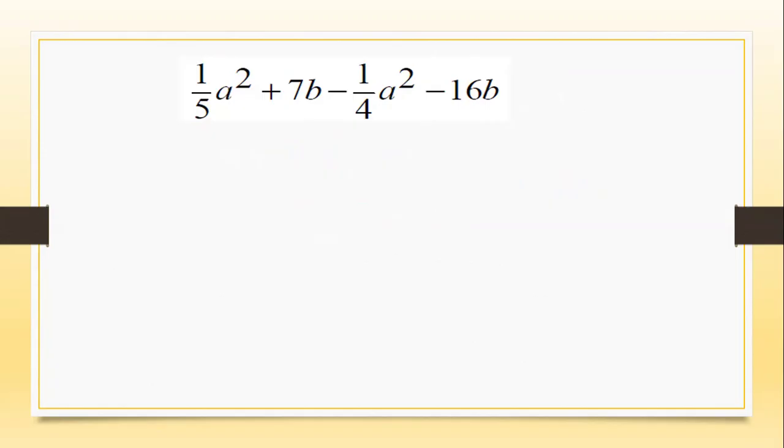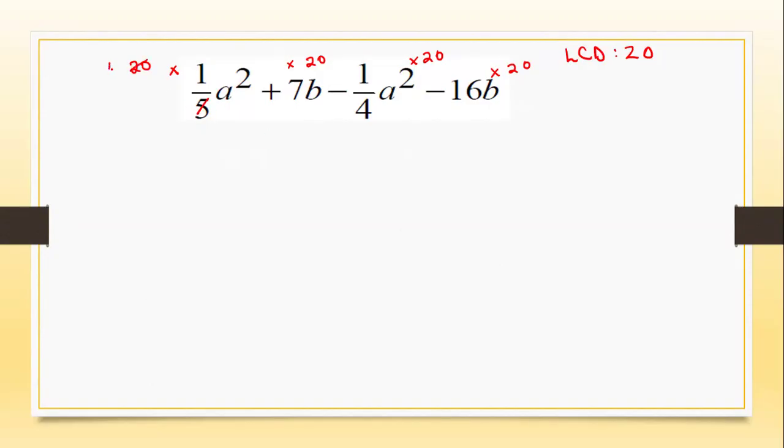We have fractions involved in this case, so we need to find the lowest common denominator of our denominators, which is 5 and 4. Lowest common denominator would be 20. So we're going to multiply each term by 20 to get rid of our denominator.